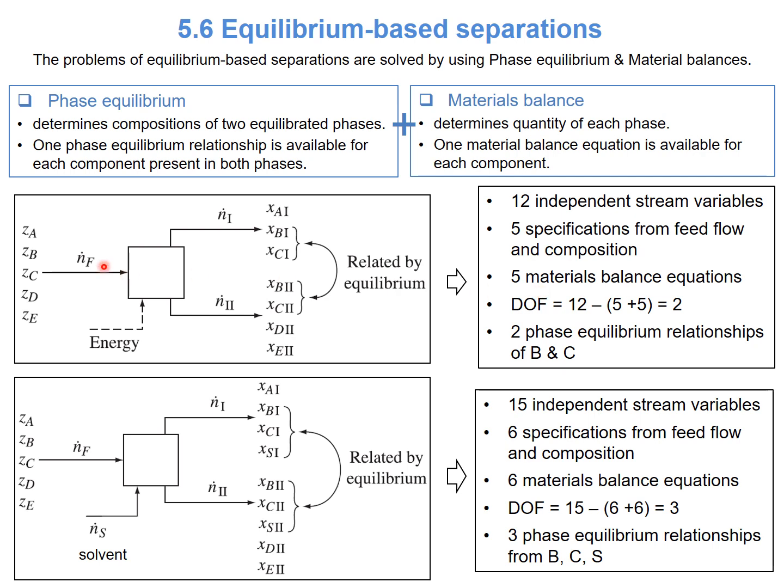And also, how many components are there? 5 in total: A, B, C, D, E. So we would have 5 different material balance equations. Therefore, degree of freedom is equal to 12 variables minus 5 specifications for the feedstock, and then 5 material balance equations, which is going to 2. It means we need to have 2 phase equilibrium relationships of B and C between phase 1 and phase 2.